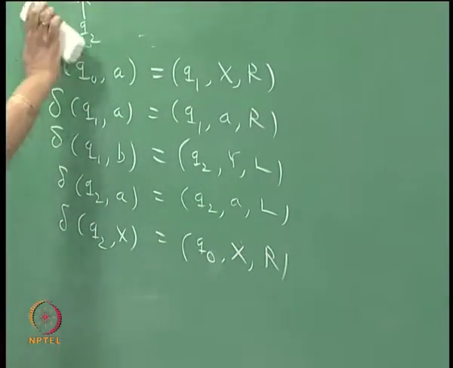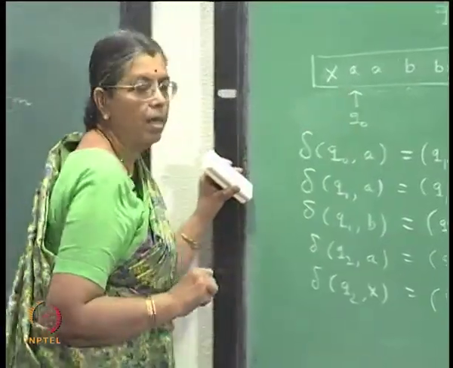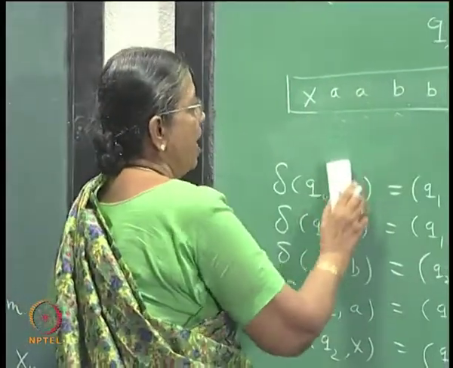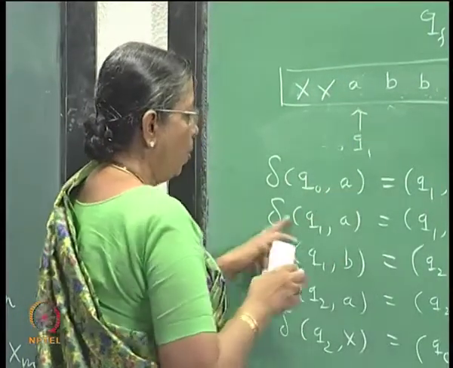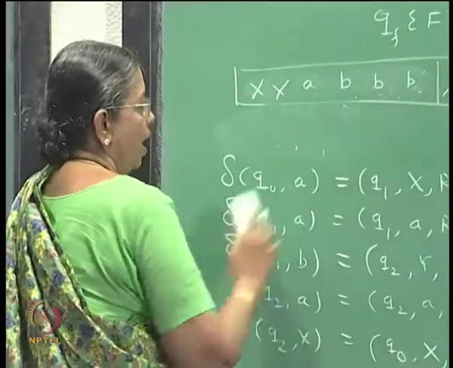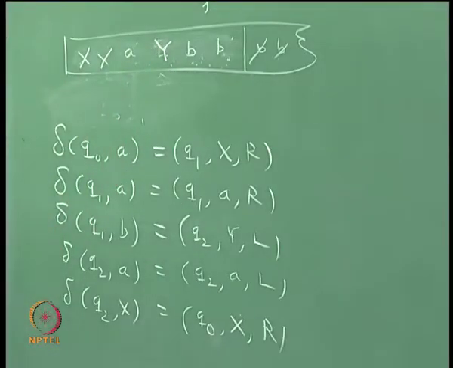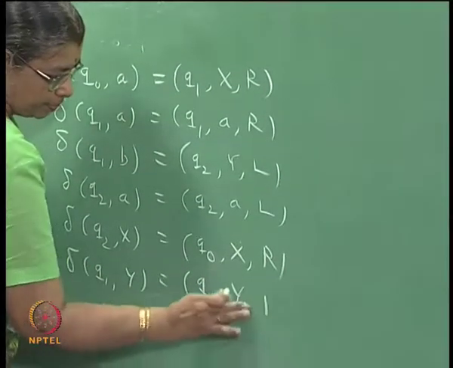So, it moves right in state Q naught, and the whole thing will be repeated again. In Q naught when it sees a, it will change this into an X and move right in state Q1. In Q1 when it sees a, it will move right. I am sorry, this has been changed into Y, I did not mark that. Now, in Q1 it looks for a B, and it has to pass through the Y also. So, delta of Q1 Y is Q1 Y R.